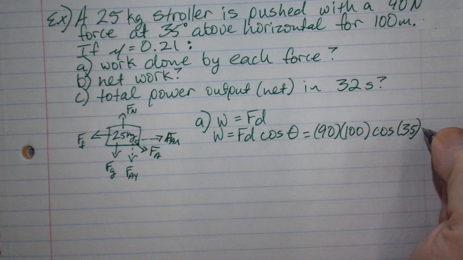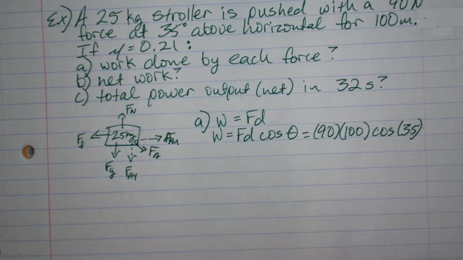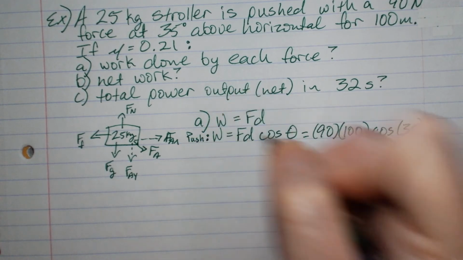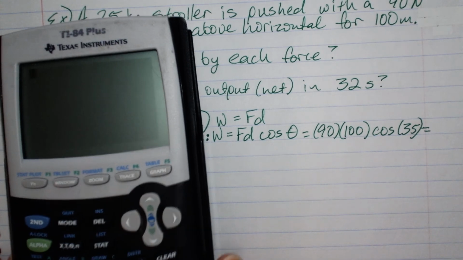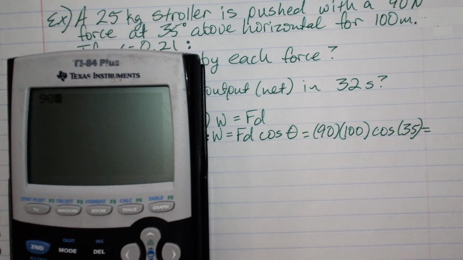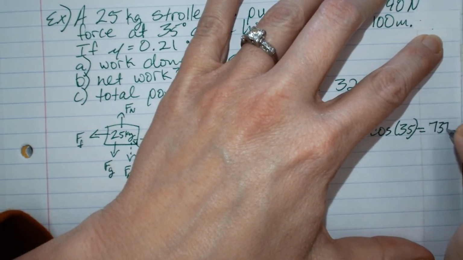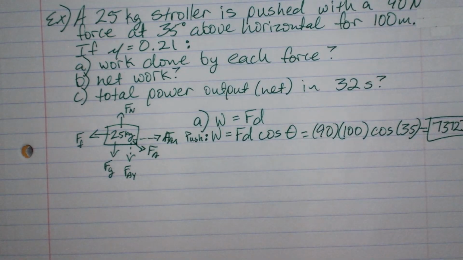So then my work done to push the stroller, so this is for the push. Stick that in a calculator. Make sure your calculator is in degree mode. Okay, so it's 7,372 joules. So that's how much work is done to push the stroller.